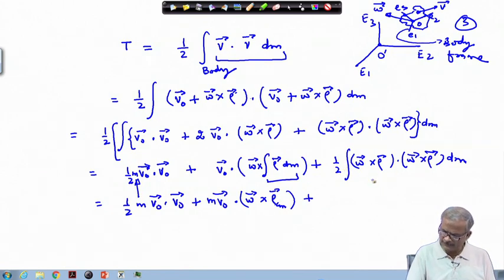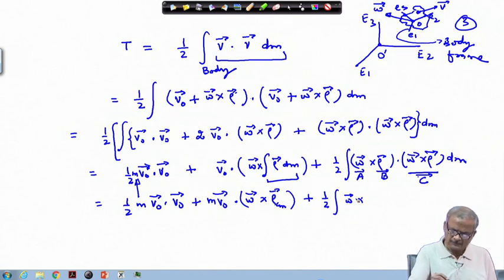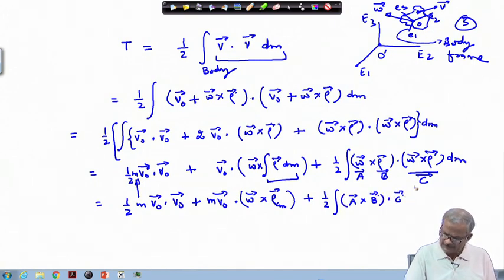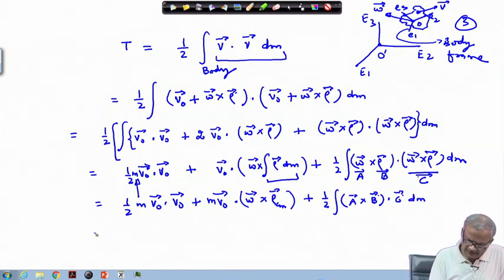And this term we need to rewrite in a little better way. Let us write this omega as A, this rho as B and this term as C. So, these are the vectors here, A, B and C. So, this term will work out, let us copy it here. It can be written as A cross B dot C dm. So, we will work this term only here.